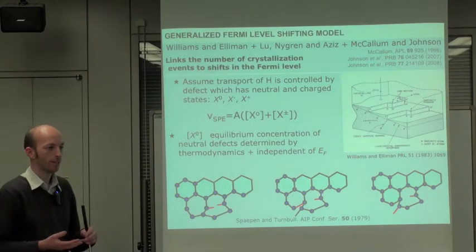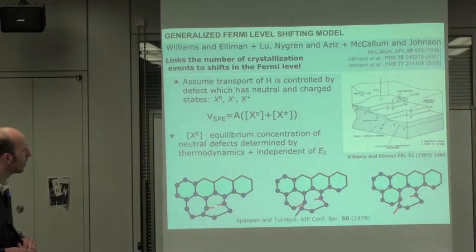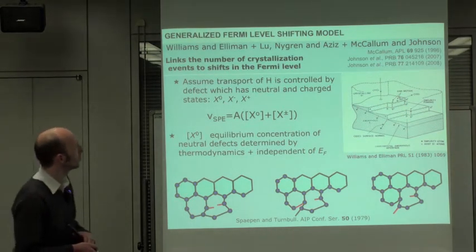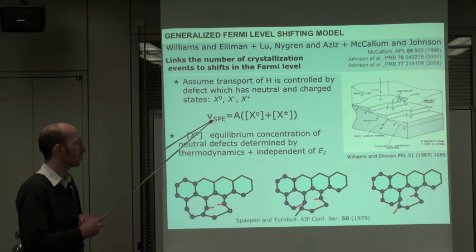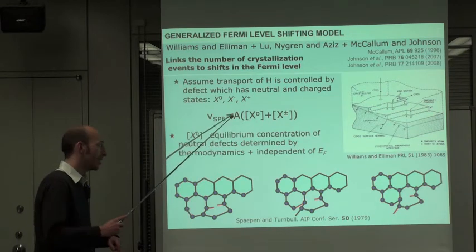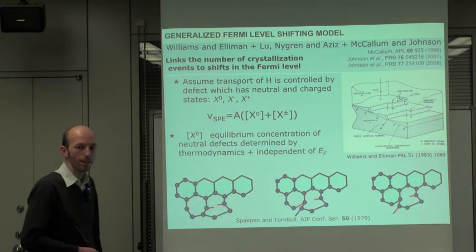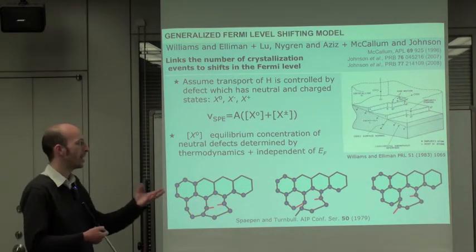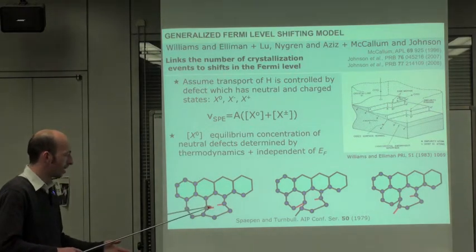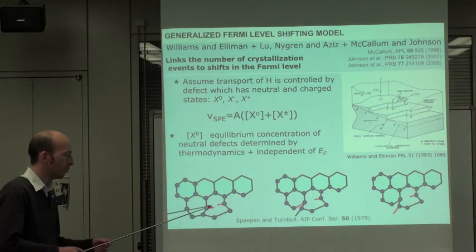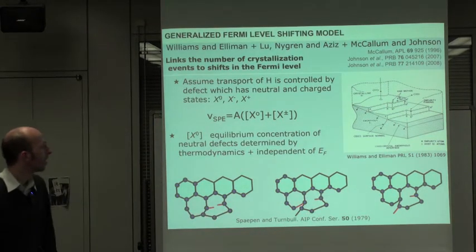And so we've developed a generalized Fermi level shifting model to describe the process. What it is pretty much is, we first off start by saying that the SPE rate is dependent on the concentration of some sort of defect. We don't identify that defect. We just think that it's some defect which aids the bond breaking and rearrangement at the interface.